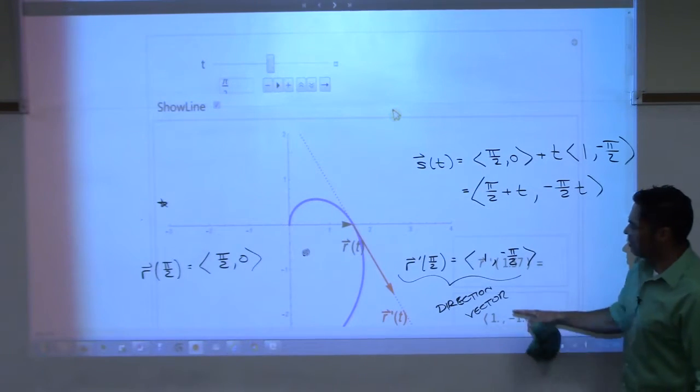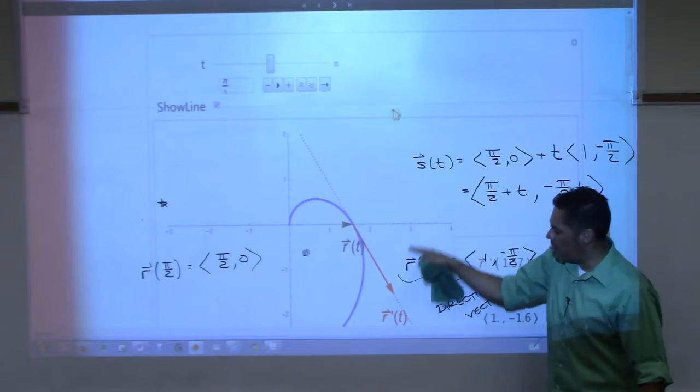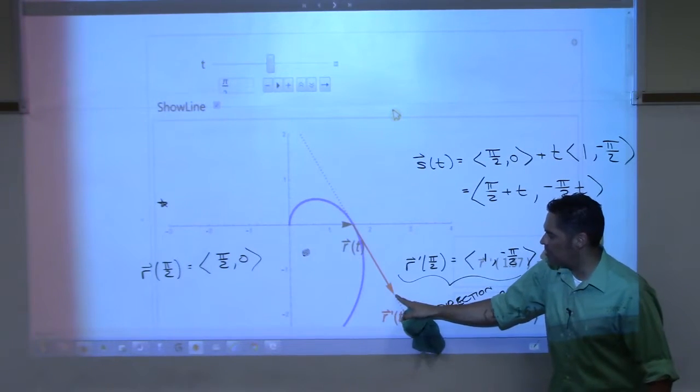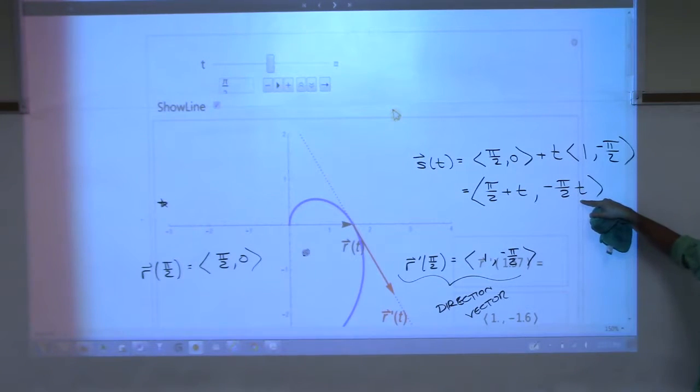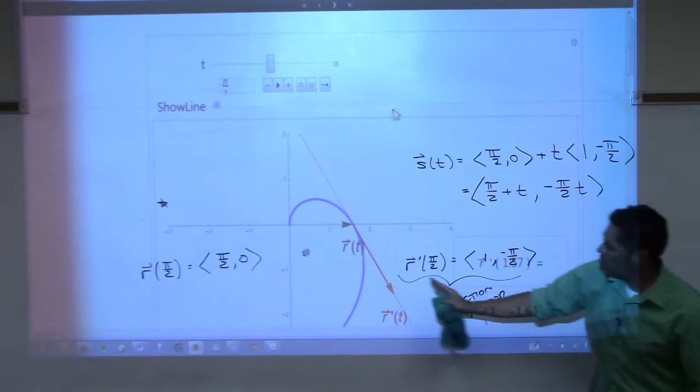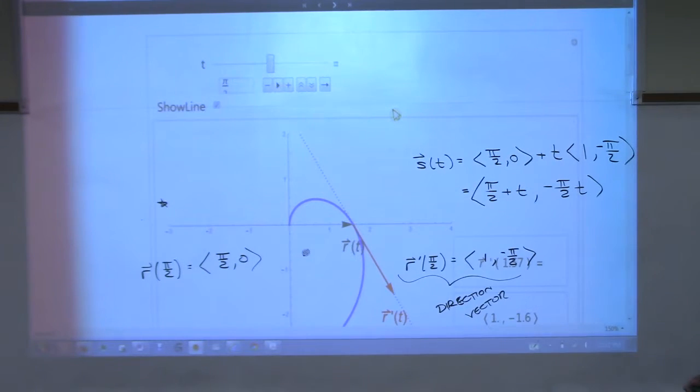The vector that is tangent there is the vector 1, negative pi over 2, which means you go out 1, you go down pi over 2. That's this one, the red vector. Then we found the vector equation of the line, which is going to draw the whole dotted line right there. That's kind of everything we did together in one picture. Make sense? Okay.